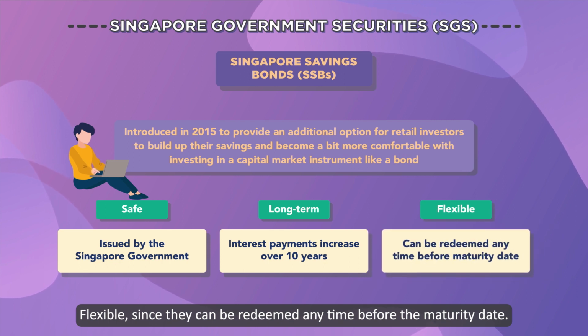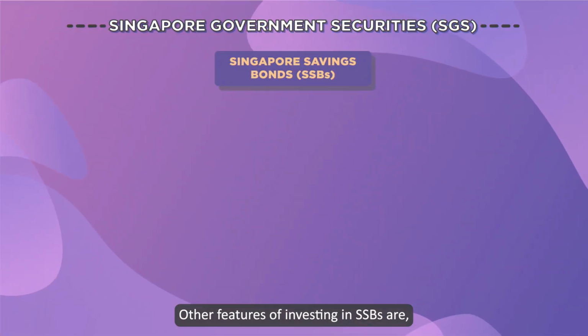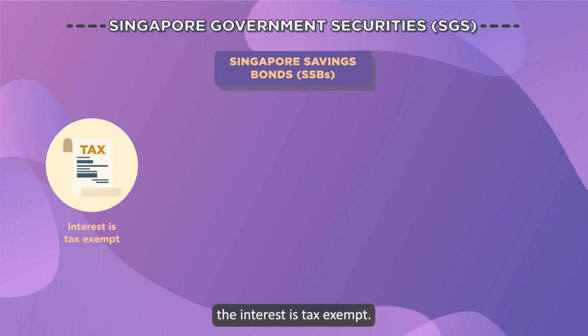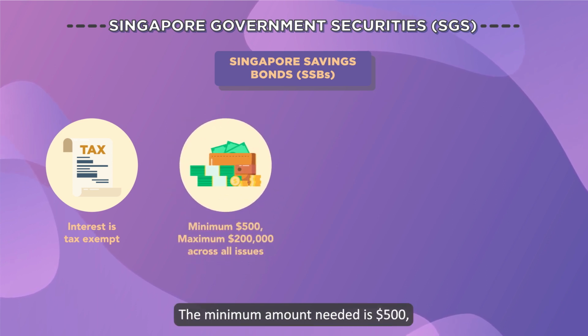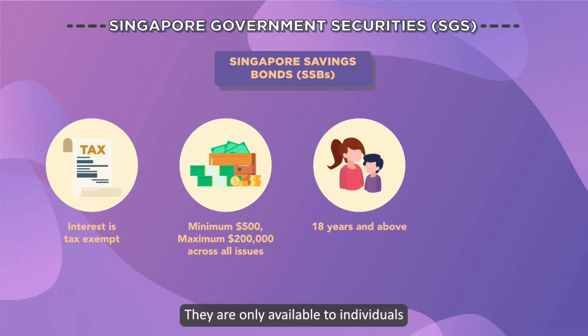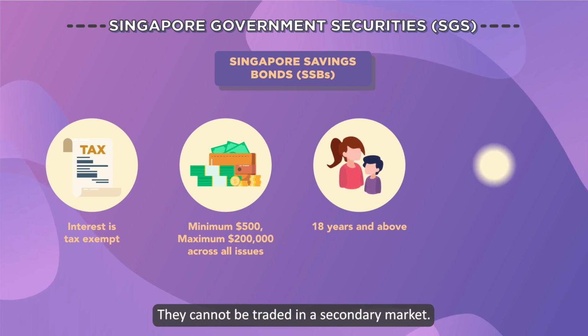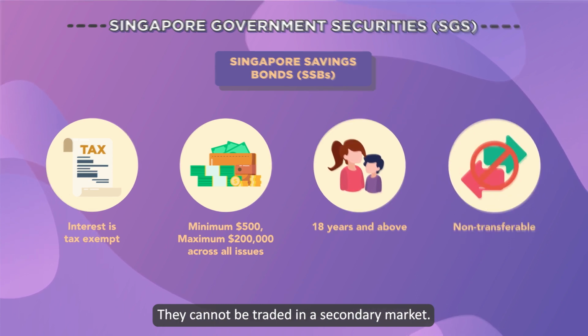Flexible, since they can be redeemed anytime before the maturity date. If you do redeem your SSBs, you will be paid your invested amount plus the accrued interest. There is also no penalty for early redemption. Other features of investing in SSBs are: the interest is tax-exempt. The minimum amount needed is $500, whilst the maximum across all issues is $200,000. They are only available to individuals aged 18 years and above and who have a central depository account. They cannot be traded in a secondary market.